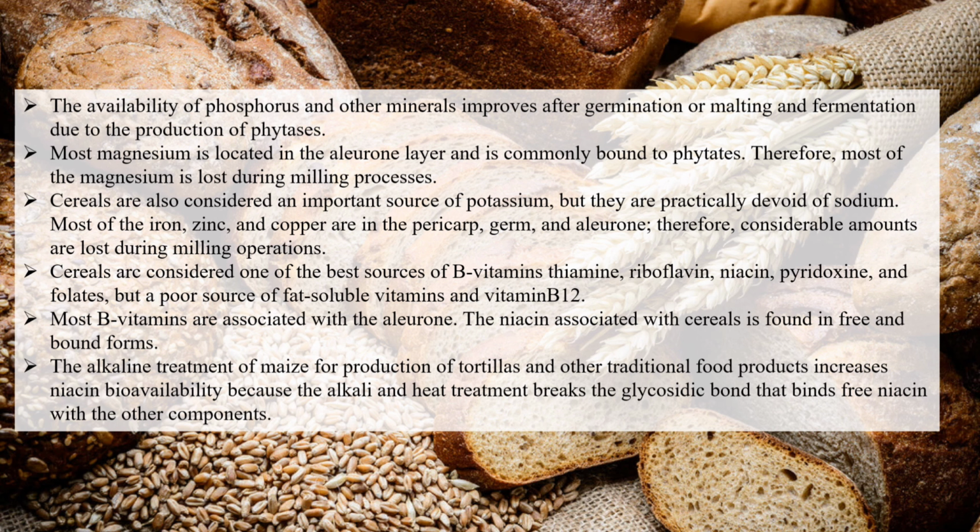Cereals are considered one of the best sources of B vitamins: thiamine, riboflavin, niacin, pyridoxine, and folates, but a poor source of fat-soluble vitamins and vitamin C. Most B vitamins are associated with the aleurone. The niacin associated with cereals is found in free and bound forms. The alkaline treatment of maize for production of tortillas and other traditional food products increases niacin bioavailability because the alkaline heat treatment breaks the glycosidic bond that binds free niacin with the other components.